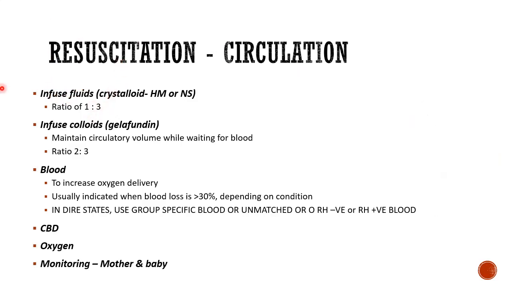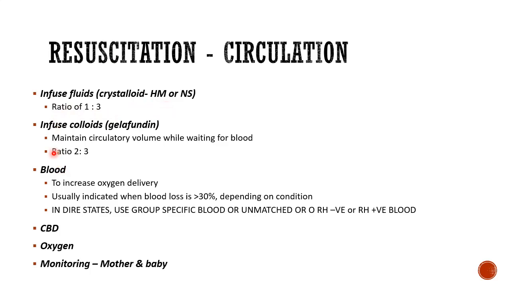So how much fluids, how fast to give? Okay, number one, we always start with crystalloids. Crystalloids are things like Hartmann solution or normal saline. So the ratio is 1:3. Colloids is gelafundine. So after you have finished your normal saline, then you can follow up with gelafundine. So the ratio is 2:3.